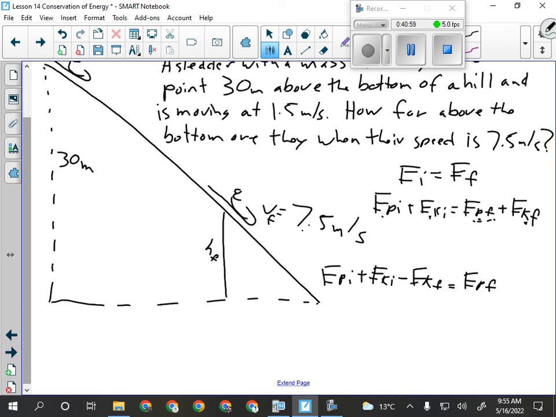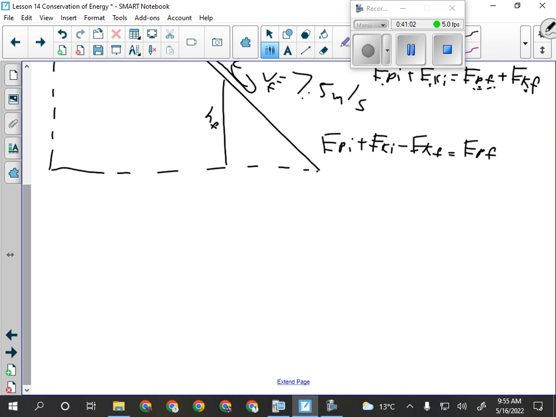Okay, now I'm going to expand that out. Now I'm going to put in all the formulas. So m times g times h initial plus 1/2 m v initial squared minus 1/2 m v final squared equals m times g times h final. Are we doing anything really different than what we've done before? Not really. It's just that none of our stuff was 0 this time, so we actually had to pull things over as opposed to cancel them off.